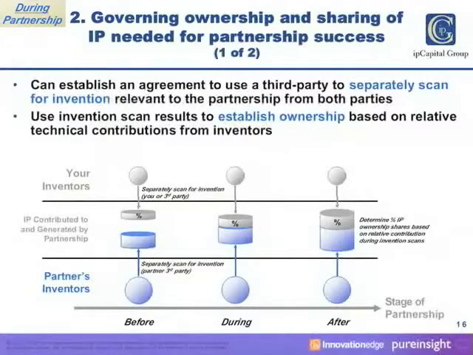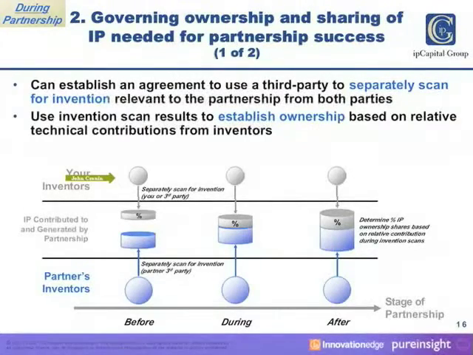Another thing that we can do is to establish an agreement to use a third party by separately scanning for each invention relative to the partnership from both sides. In other words, you could require not only that you extracted inventions for your intellectual property prior to the collaboration, but as part of the deal you could require the other side to do it. And if you have an all-in where you can match up all your inventions against all their inventions, you now have a sound basis for comparison.